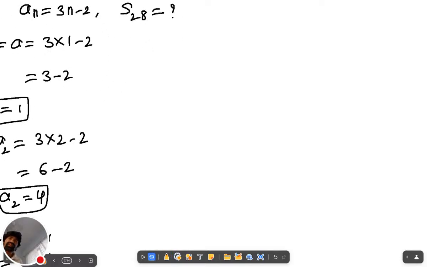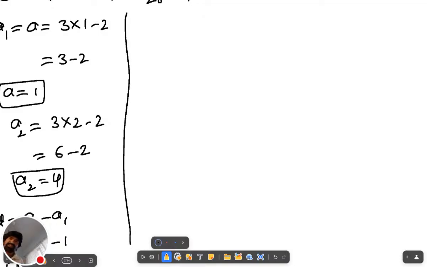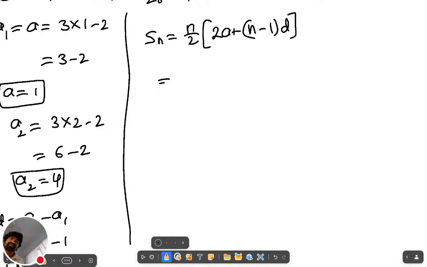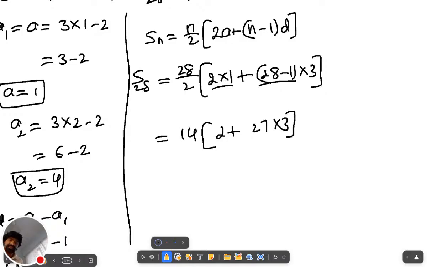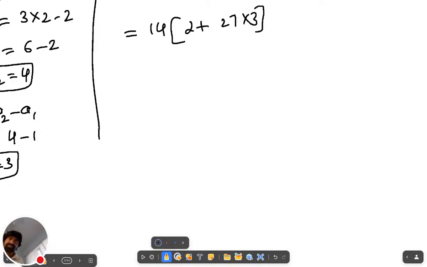Now what we have to find? The sum of the first 28 terms, right? Write the Sn formula. Sn is equal to n by 2 of 2a plus n minus 1 into d. So here S28, the sum of the first 28 terms, means n value 28. So 28 by 2 of 2a, 2 into the first term. What is the first term? 1, plus n minus 1, so 28 minus 1 into the common difference 3. Now 28 by 2 is 14. So 14 of 2 into 1 is 2. Next, 28 minus 1 is 27 into 3. Now it is equal to 14 of 2 plus 27 into 3.